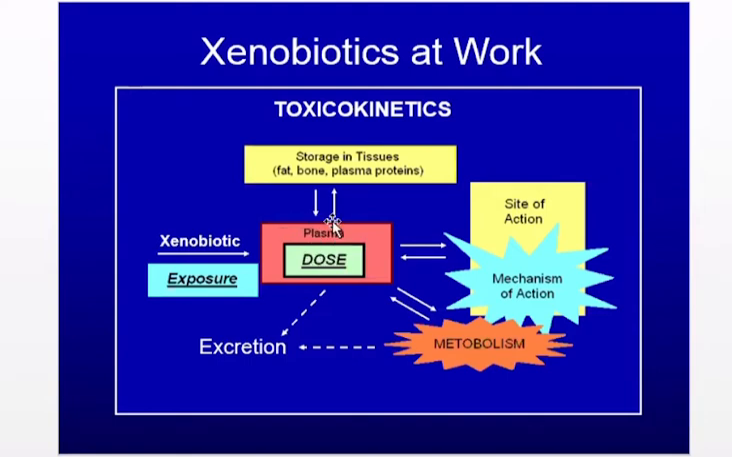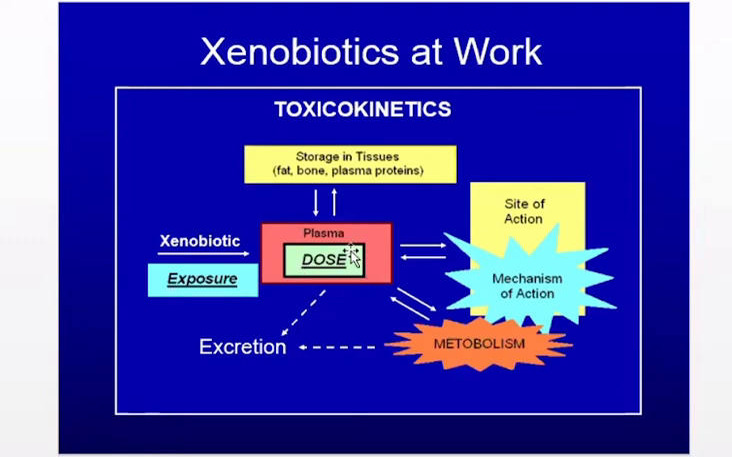When it's there, it can be stored in the tissue, either in the fat or in the bone or in plasma proteins. That chemical, that xenobiotic, can be stored in there. From the stored tissue, it can be mobilized back into the plasma. And when it is in the plasma, it can interact with certain receptors or certain enzymes in the system, and through that mode of action or mechanism of action, cause certain undesired effects. And it can also be mobilized back into the bloodstream.